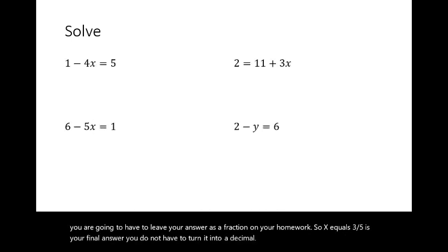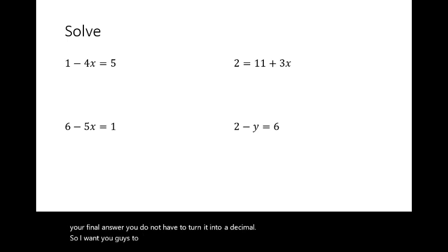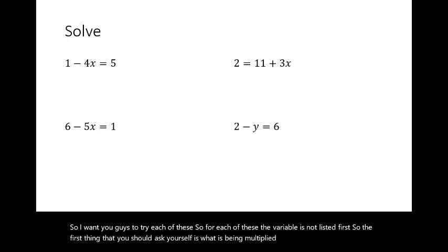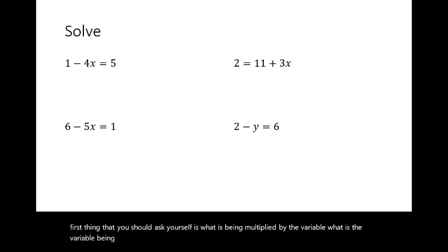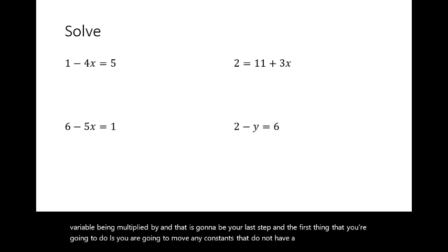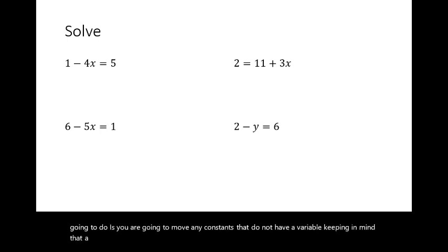So I want you guys to try each of these. For each of these, the variable is not listed first. So the first thing that you should ask yourself is, what is being multiplied by the variable? What is the variable being multiplied by? And that is going to be your last step. And the first thing that you're going to do is move any constants that do not have a variable, keeping in mind that a number always takes the sign to its left. So I want you guys to try these next four, pause the video, and then resume the video when you are done working.